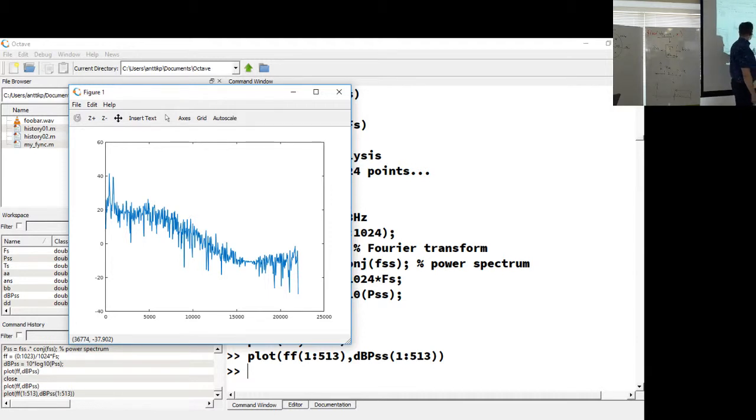X label frequency in hertz, Y label power in dB, and a title signal power. And what we can see, there are 2 peaks here. How did I actually make this signal? Okay, let's zoom that part.